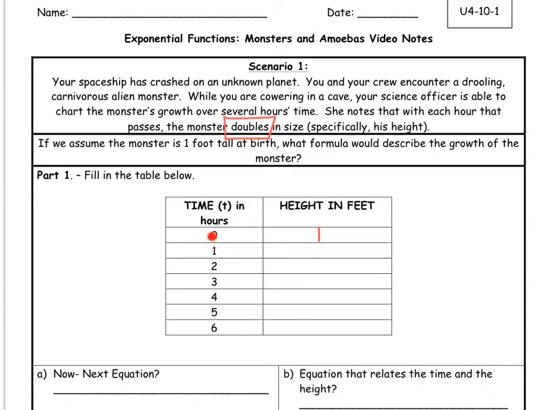So we're assuming time in hours, and the monster started out at 1 foot in height. If it's doubling every hour, that means 1 times 2 is 2. If it doubles again, it becomes 4. If it doubles again, 8. At the end of hour 4, 16 feet, and then 32 feet, and then 64 feet. So that is a pretty tall monster. So our common ratio is 2.